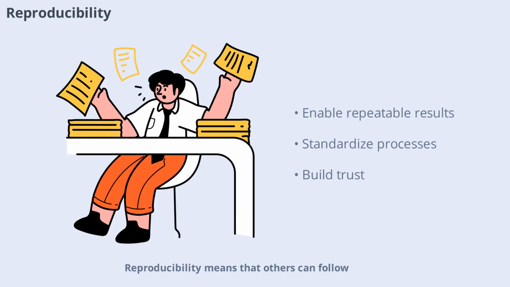Reproducibility means that others can follow your steps and get the same results. This is vital for building trust and advancing knowledge. Clear documentation, version control, and standardized processes all contribute to reproducible data science projects.